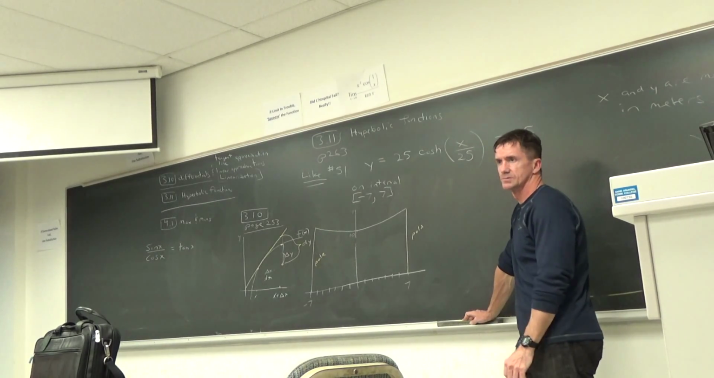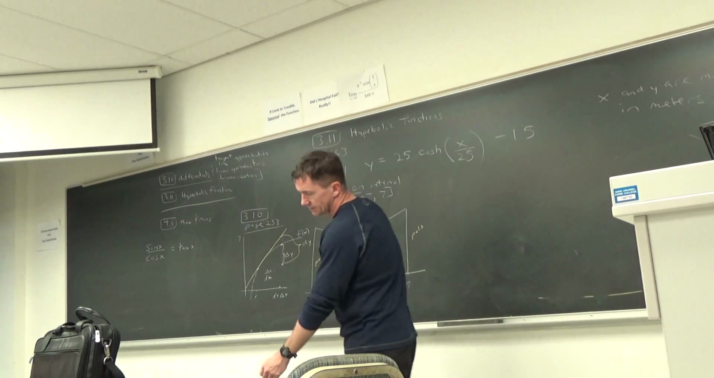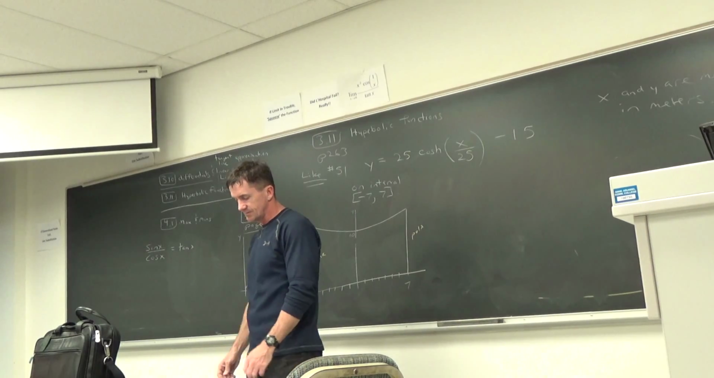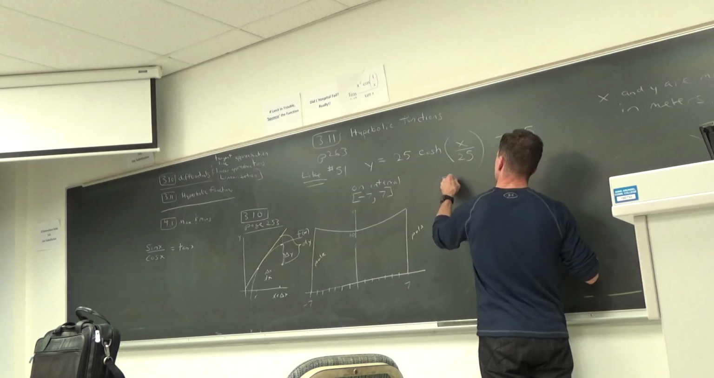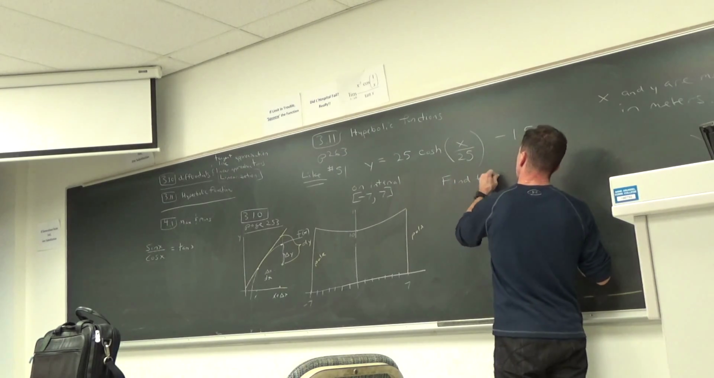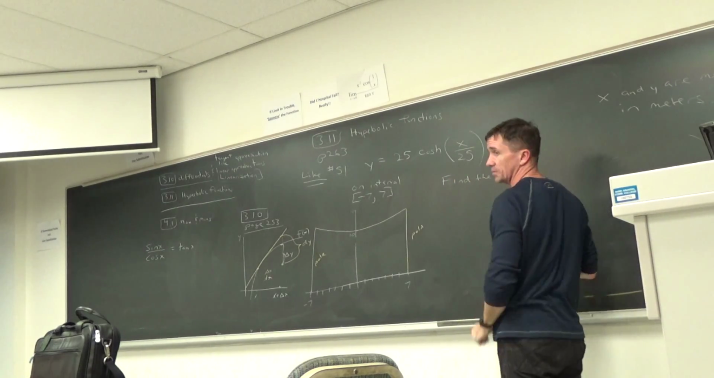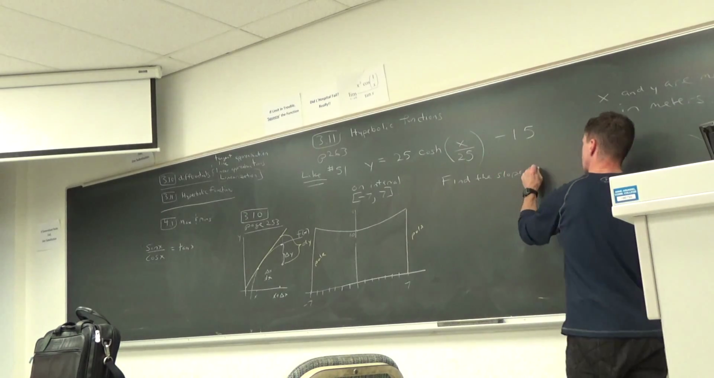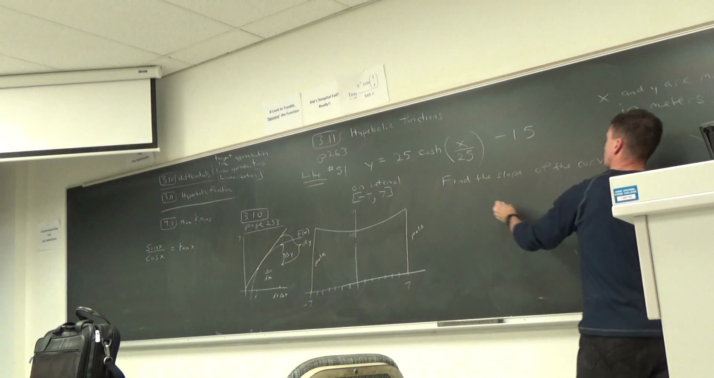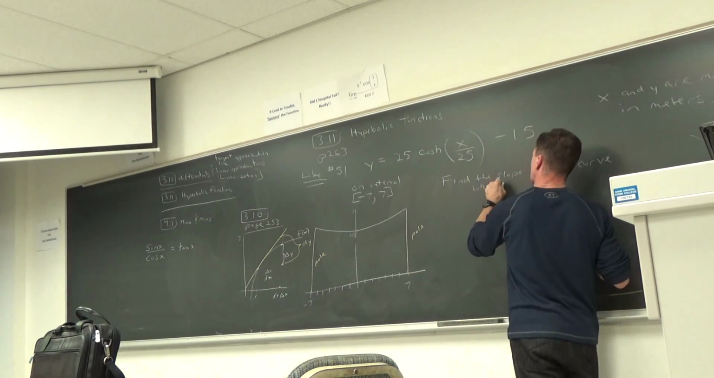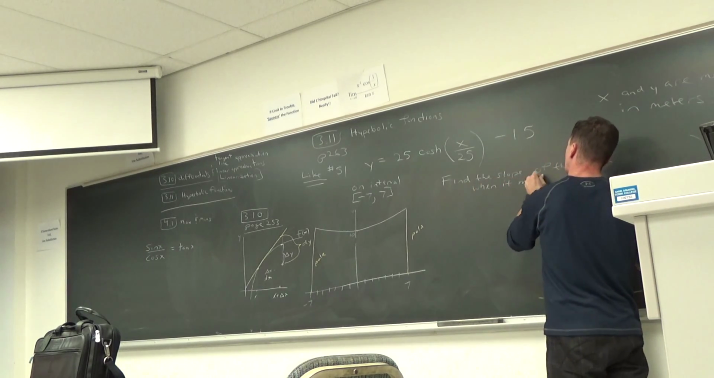Now here comes the question. Everyone, could you find the slope of the curve when it meets the right pole? That means the slope of the tangent line drawn through the curve, when it meets the right pole.